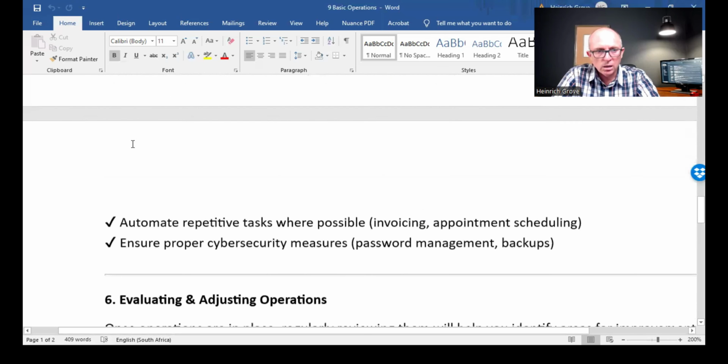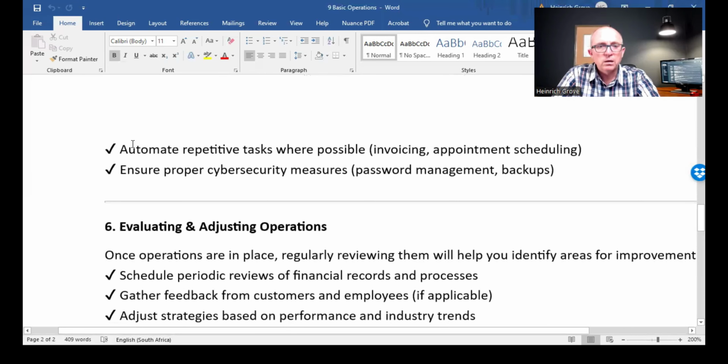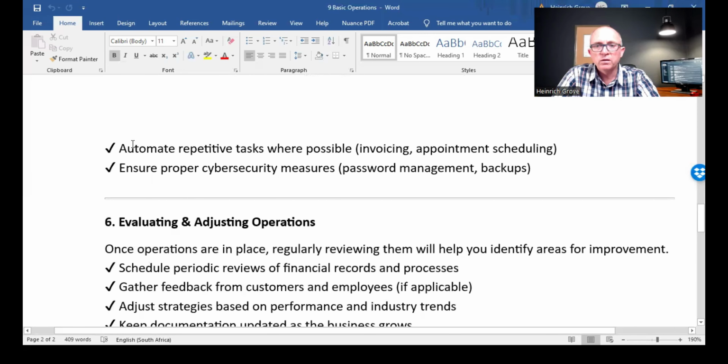And I think, let's quickly see. Automate repetitive tasks where possible, so invoicing, appointment scheduling, etc. So we use a program called Calendly, and on that you can actually go there and book an appointment with me, and then the email just pops up on my side to say that this person made an appointment with me. They set up the Zoom call and all that stuff, so everything is automated. I don't need to go back to them and say, listen, what about this day or that day? It just does it automatically for you. So there's a lot of stuff.